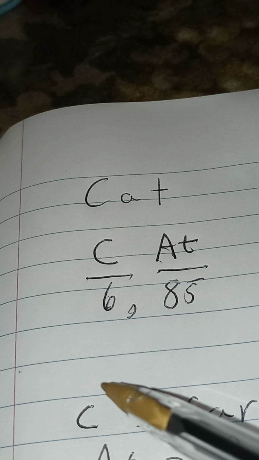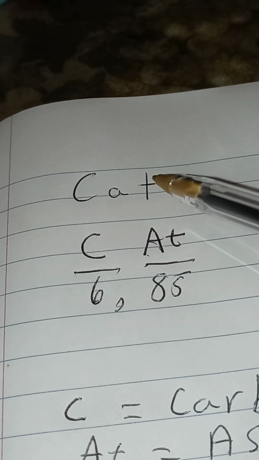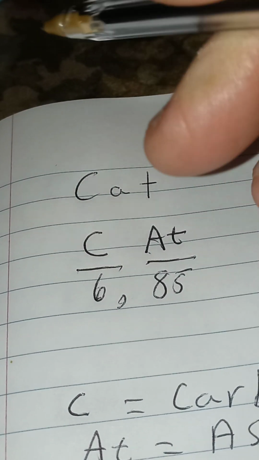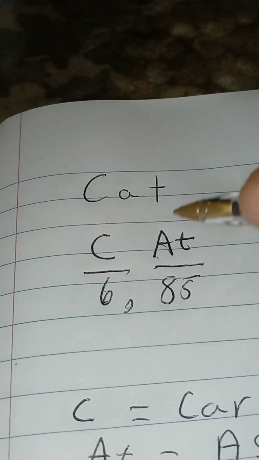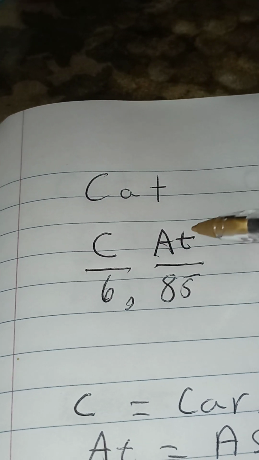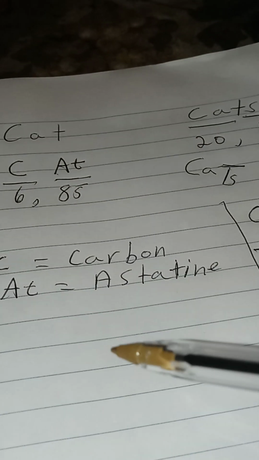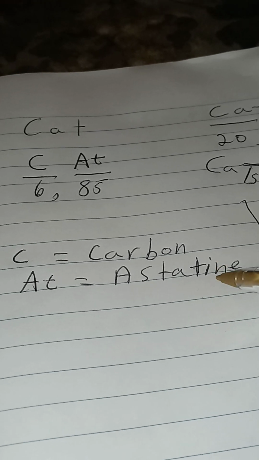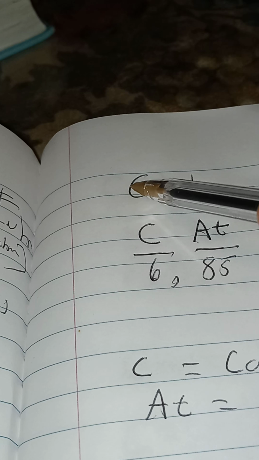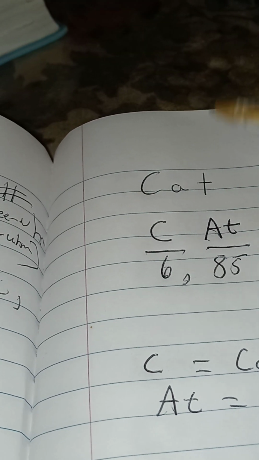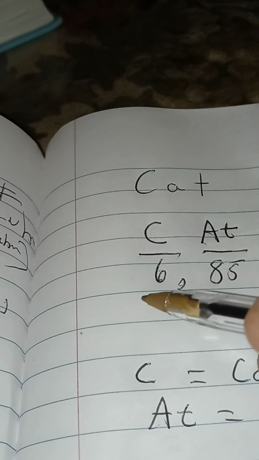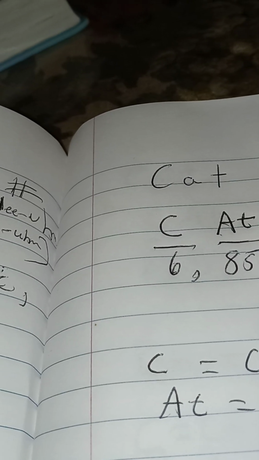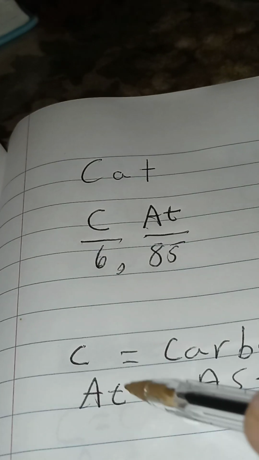One cat is CAT. Capital C is for carbon. Capital A and a small t is for astatine, spelled A-S-T-A-T-I-N-E. Okay? The atomic number for carbon is 6. The atomic number for astatine is 85.